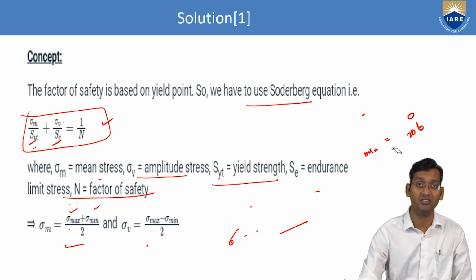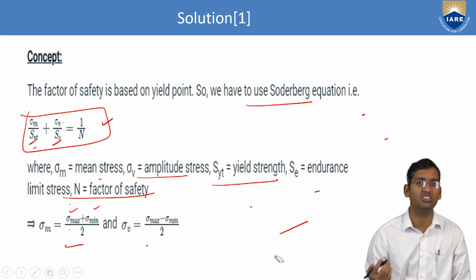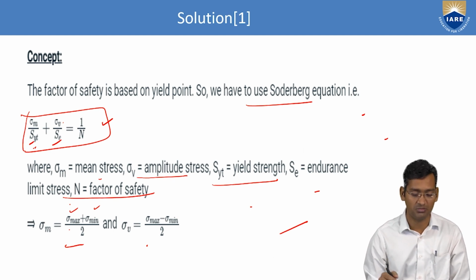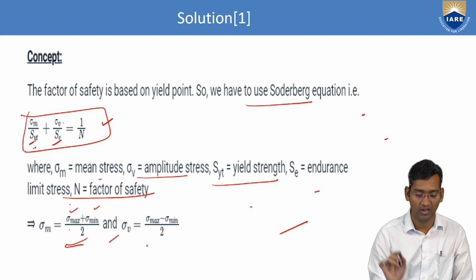Sigma m, that is the mean stress. Sigma mean is sigma max plus sigma min by 2. Sigma v is sigma max minus sigma min by 2. So that is the formula here.